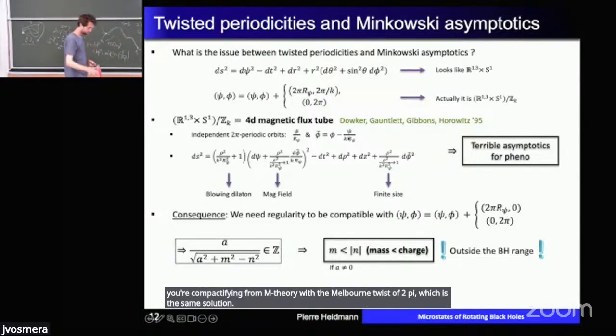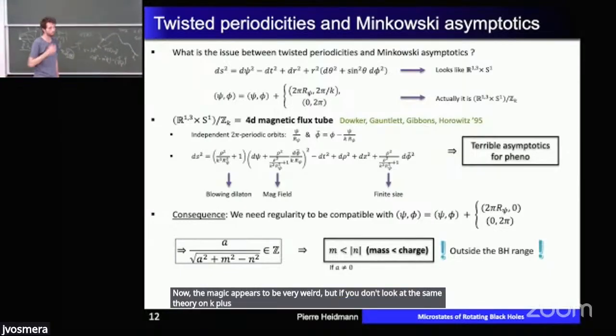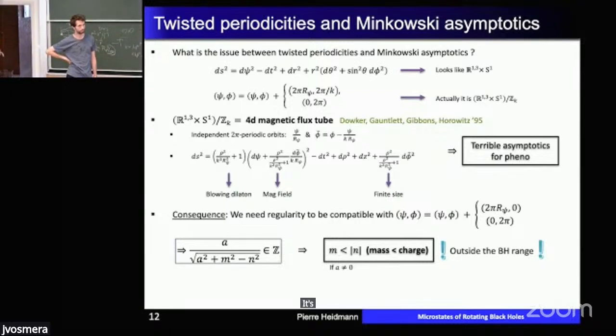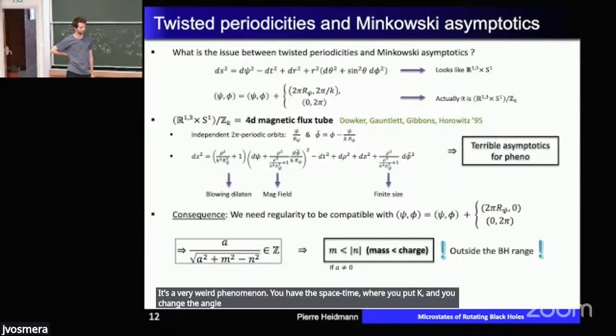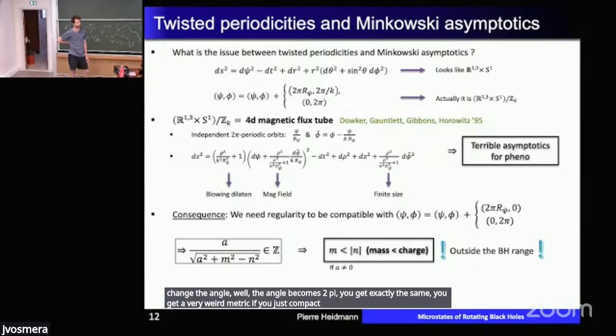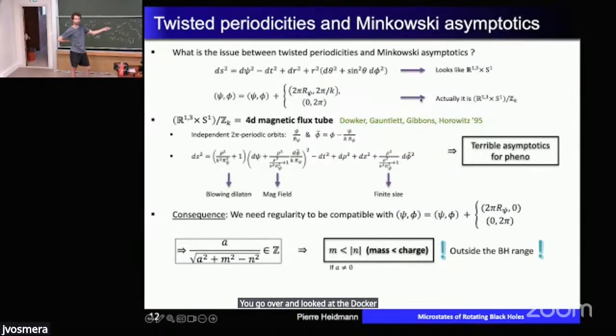Now the metric appears to be very weird, but if you look at the same theory on the K equals 1 space, it's exactly the same spectrum as if you have K equals 0. It's a very weird phenomenon that you have the space-times, and when you put K and you change the angle, when the angle becomes 2 pi, you get exactly the same. You get a very weird metric if you just compactify on the wrong direction, but you have the same spectrum. You can have a look at the Dowker paper. It's actually very nice. It's called the Melvin universe, by the way.